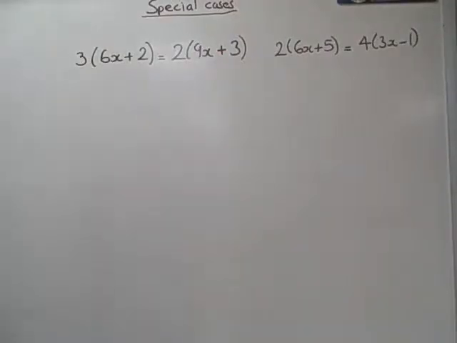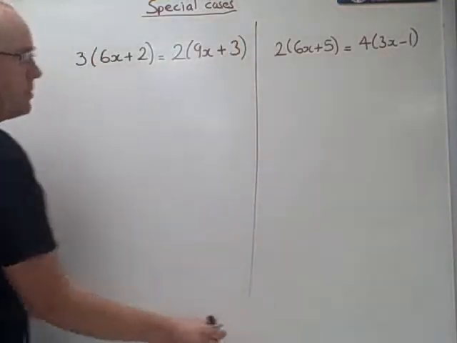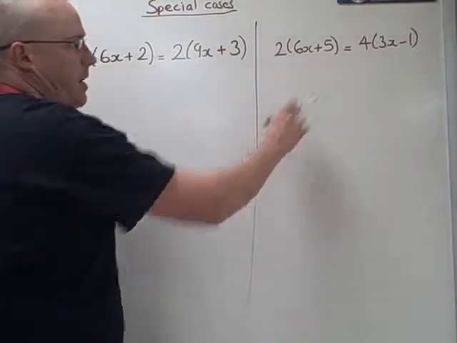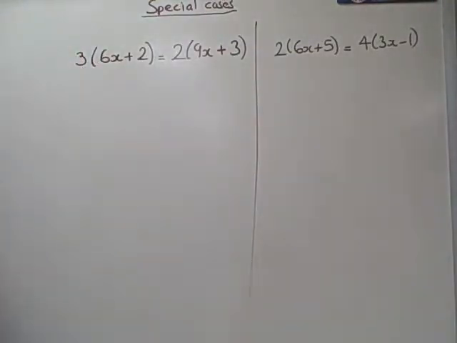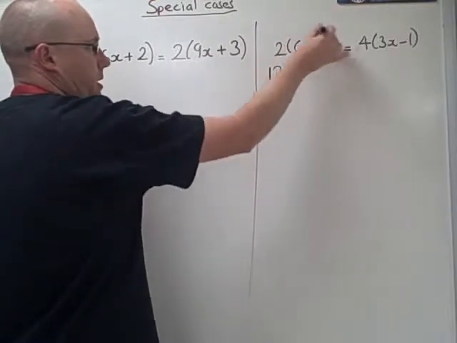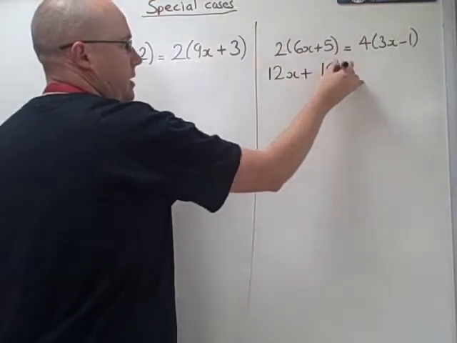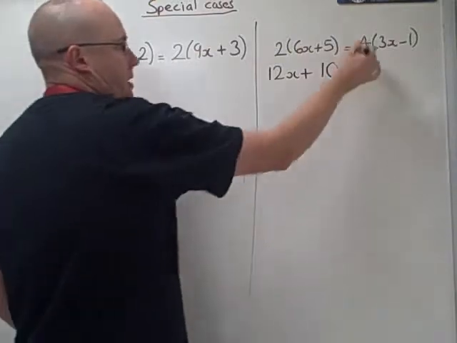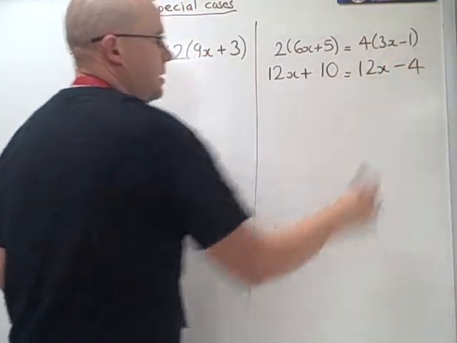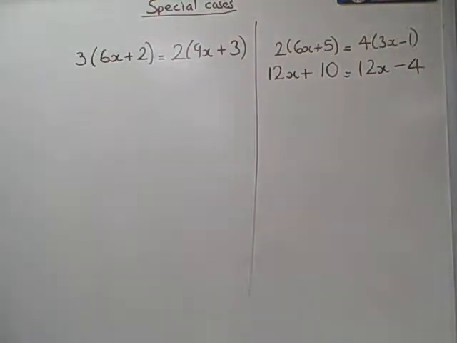Okay, what we're going to look at today is some very special cases for when we solve equations. So let's first of all start with a question on the right here. Now we're going to do just like we normally did. We're just going to distribute here. So 2 times 6x is 12x, and 2 times 5 is 10. And then we'll do the same on the other side. 4 times 3x is 12x, and 4 times -1 is -4.